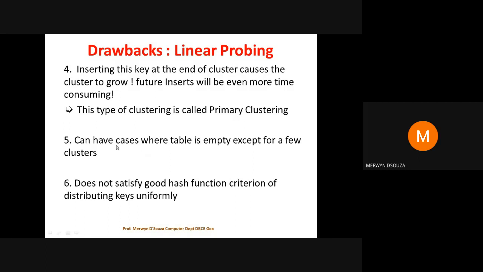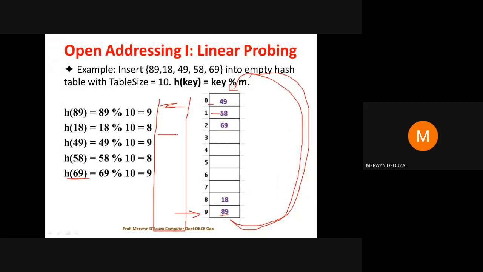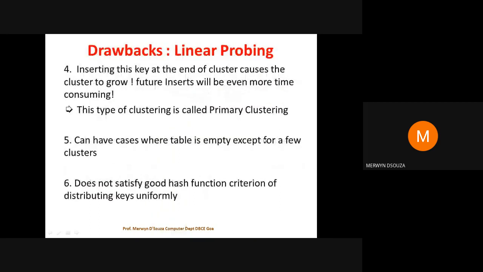You can have cases where the table is empty except for a few clusters. Maybe I have a very big table of a million records, with some records here, some records here, and some records here, and the rest of the table is empty. It's possible like that. So that's the drawback of linear probing. Most of the time it does not satisfy the criterion of a good hash function, where we need to distribute the keys uniformly across the table. So linear probing fails in this.